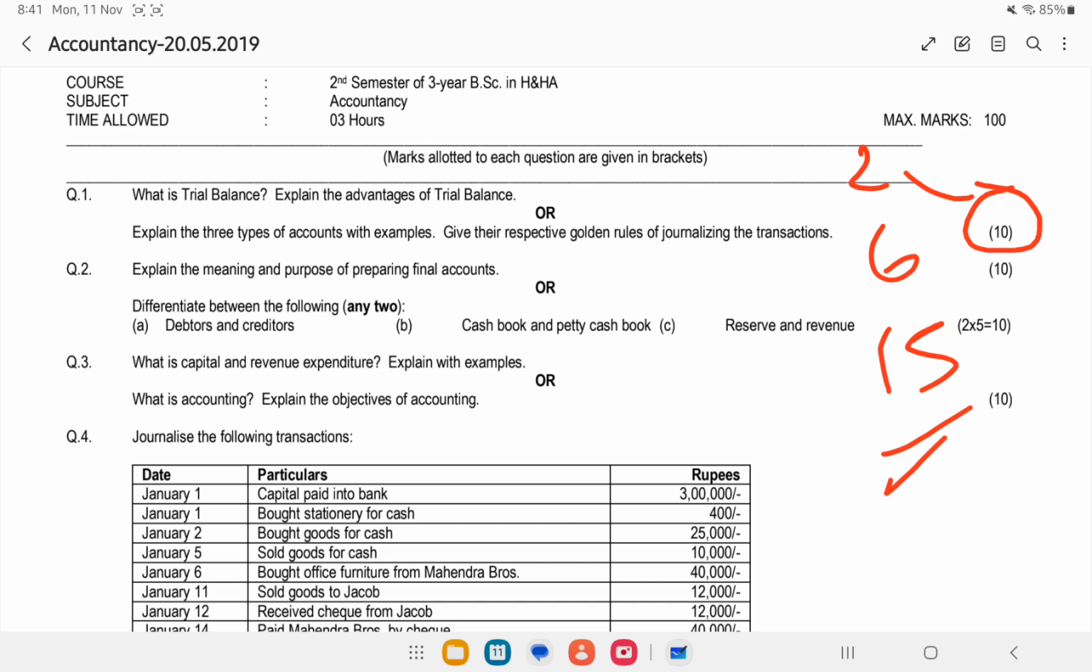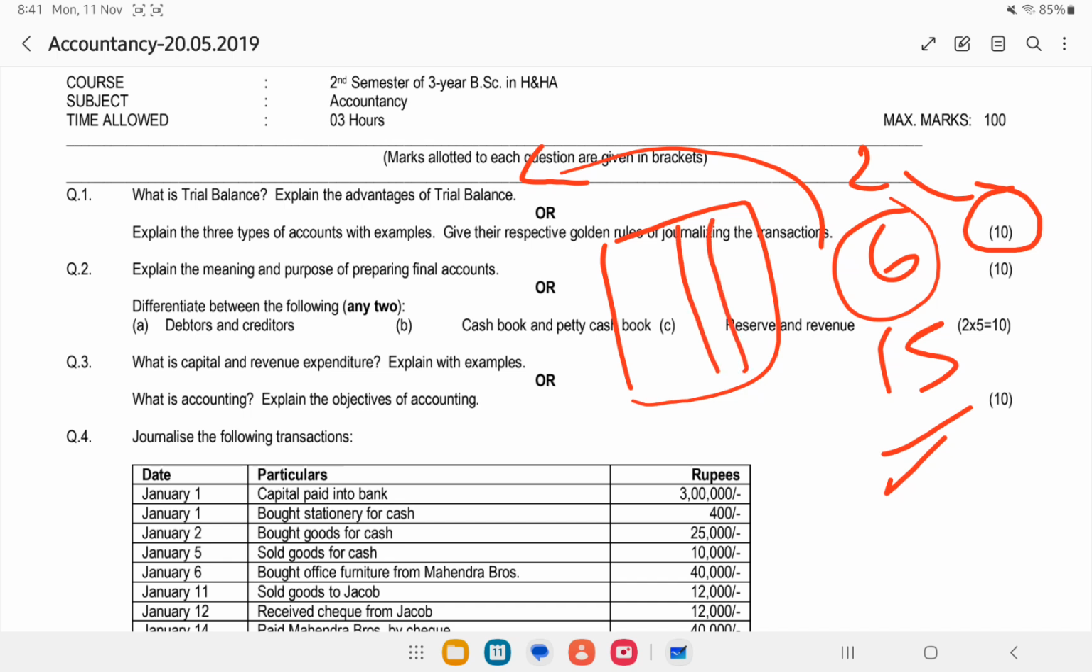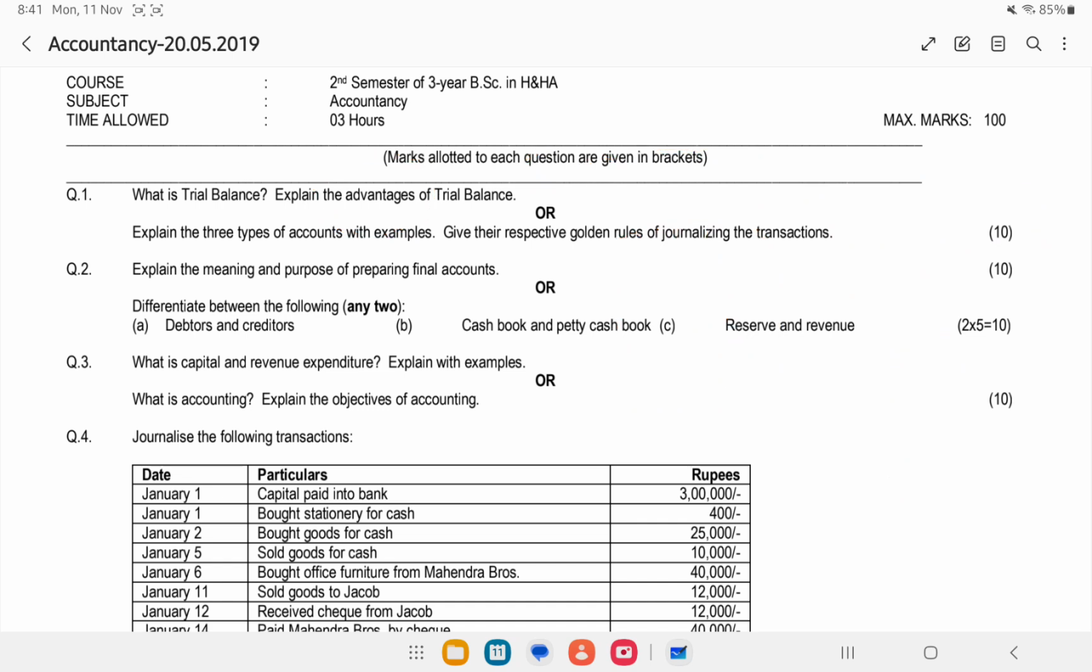So if they are asking you what is trial balance, explain the advantages of trial balance for 6 marks or something, what can you do? You can write what is trial balance, you can draw the format of a trial balance if you know, and of course you can write the advantages of trial balance. For a 2 mark question, you can simply write what is trial balance. So you should know what is trial balance. It is a non-mandatory statement prepared to understand the arithmetical accuracy of accounts prepared.